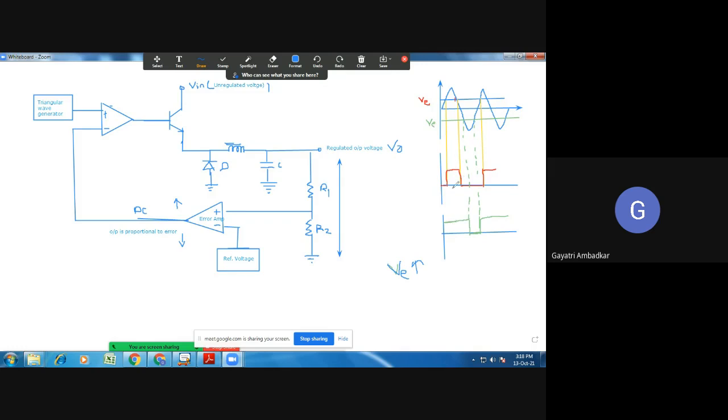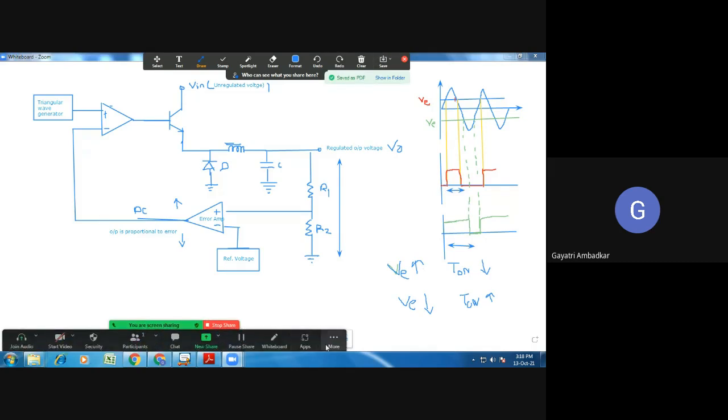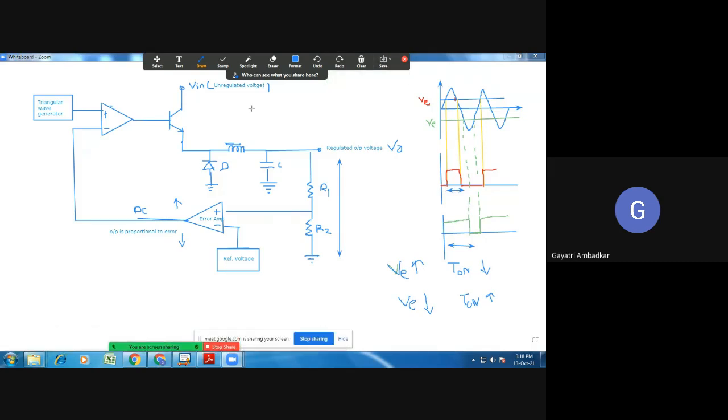Look at the time period, T on is less. And when error voltage decreases, your T on is high. You see, this T on is high here, and this T on is less here. Got it? Okay. So now we will again look into the operation, and I will try to write it.